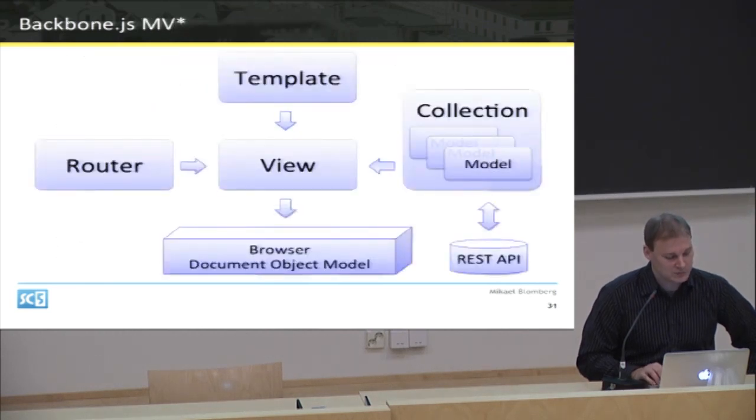So this is what Backbone.js gives us. It gives us a router so that we can handle application state. It gives us a view so that we can manage the presentation layer. We use models and collections to get the data we want to present, and then we have templates for the markup, and then we put it into the DOM.